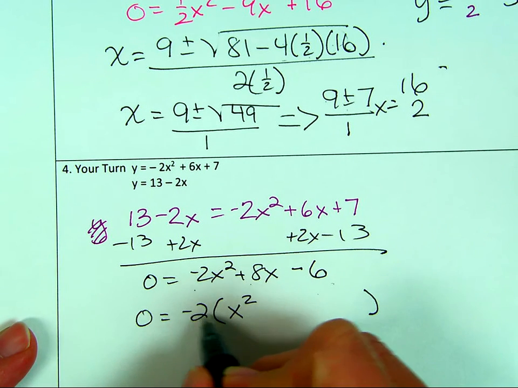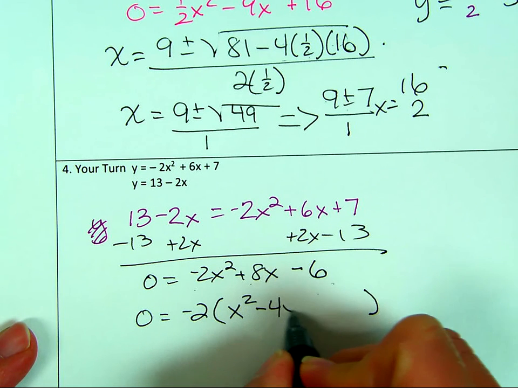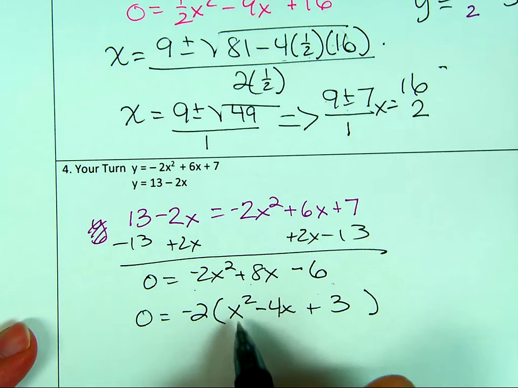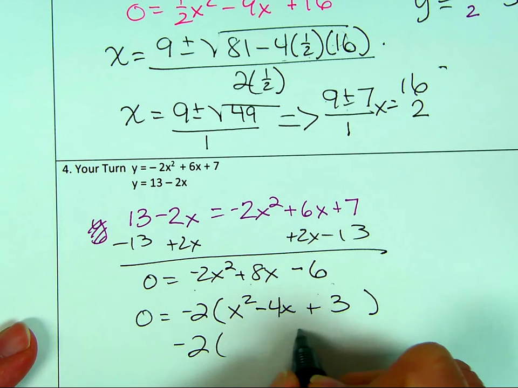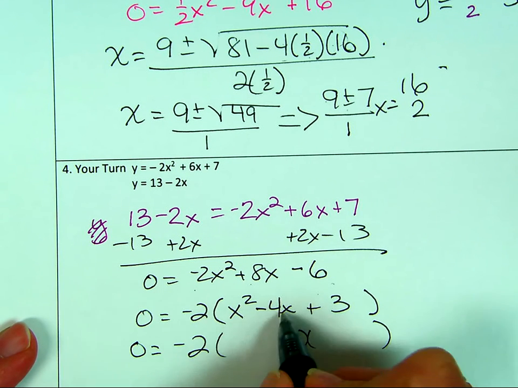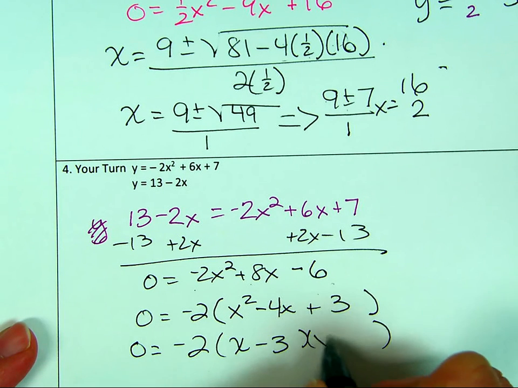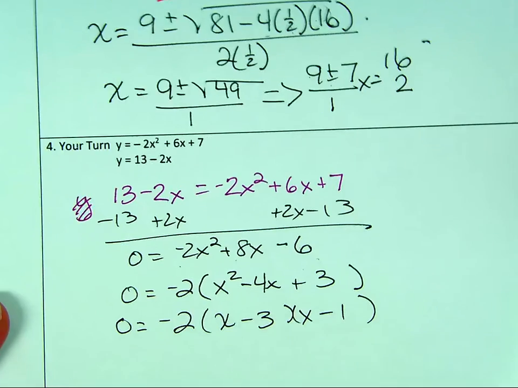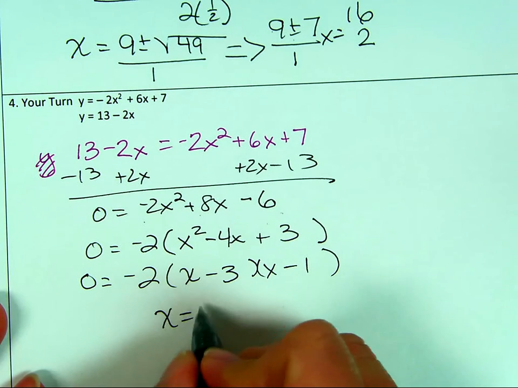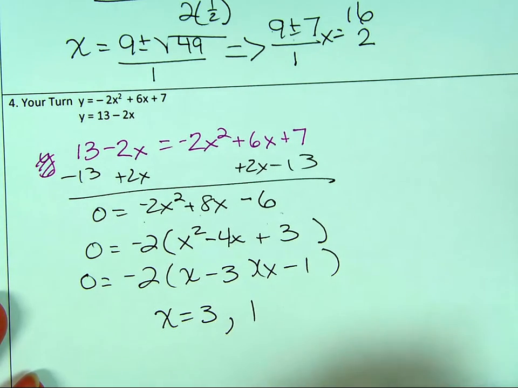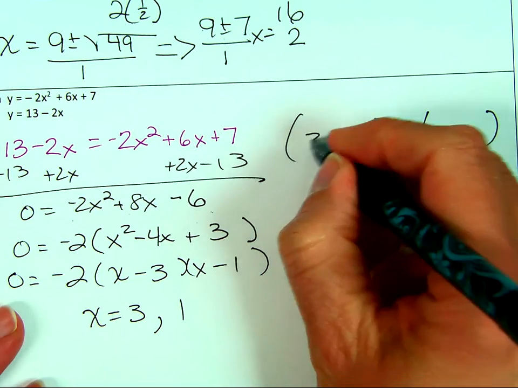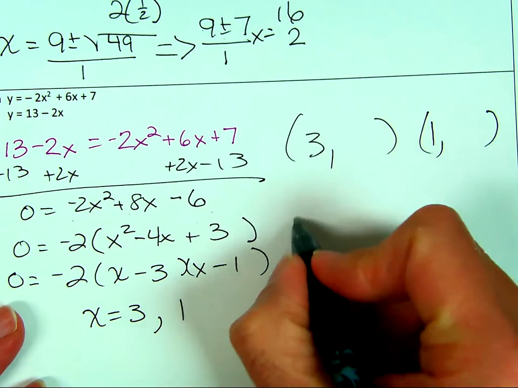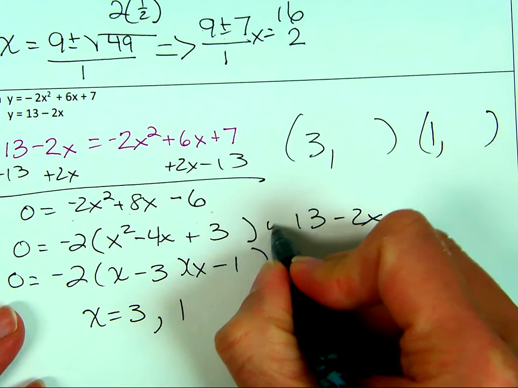So I'm factoring out a negative, so I have to be careful because I've got to change the sign here and change the sign there. So all of the signs change: negative, positive, negative, positive, negative, positive. So now I find 2 factors of 3 that add up to negative 4, and that would be x minus 3 and x minus 1. So now I know that my factors are x equals 3 and 1, and so my x-coordinates are 3 and 1, and I plug them back into the 13 minus 2x, because that's what y equals.